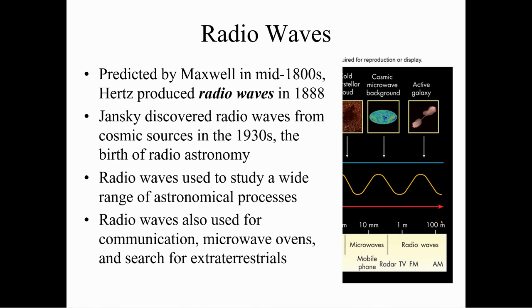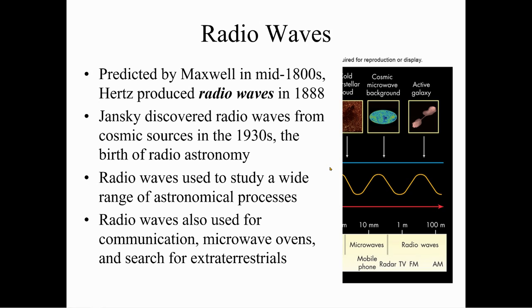Radio waves. Radio waves were predicted by Maxwell in the mid 1800s, and Hertz produced the first radio waves in 1888. Another scientist, Jansky, discovered radio waves from cosmic sources in the 1930s, and this was the birth of radio astronomy. And we now use all kinds of radio telescopes. Next chapter is telescopes, and we're going to talk about these different kinds of telescopes. But we use radio waves all the time to study different astronomical processes. We can even hear the sounds from the other planets through radio waves.